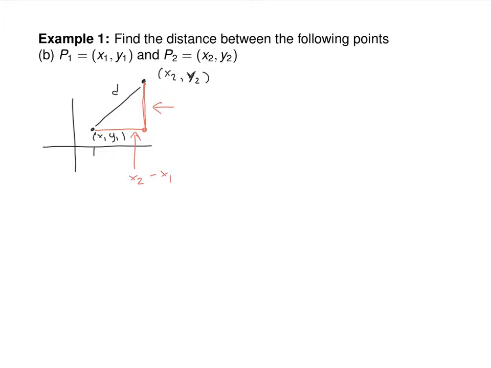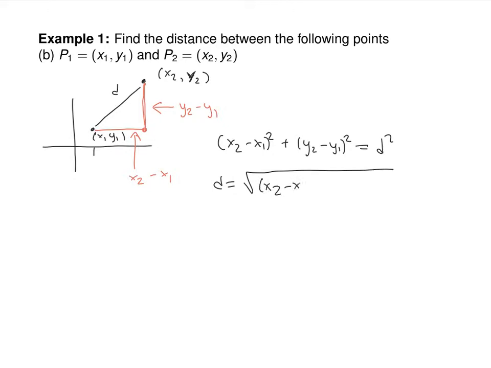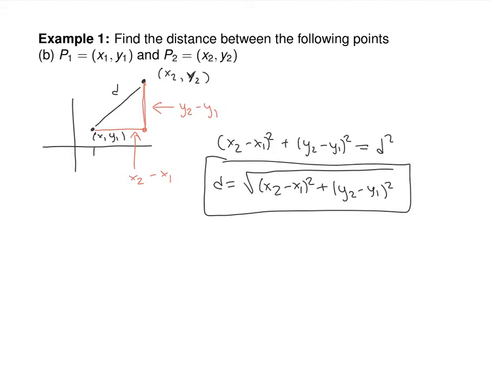What would this part be? y2 minus y1. And so then you get this formula that says x2 minus x1 squared plus y2 minus y1 squared equals d squared, right? So then the distance is the square root of all that stuff: x2 minus x1 squared plus y2 minus y1 squared. And that's the distance formula.